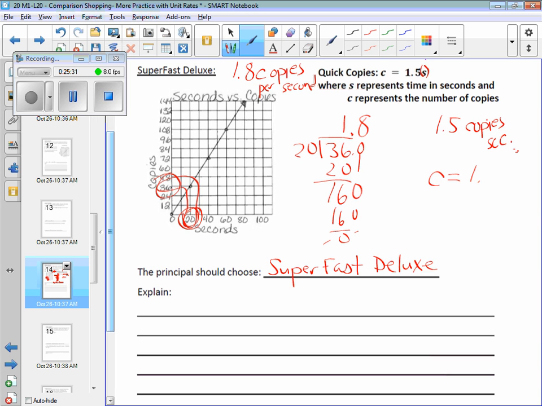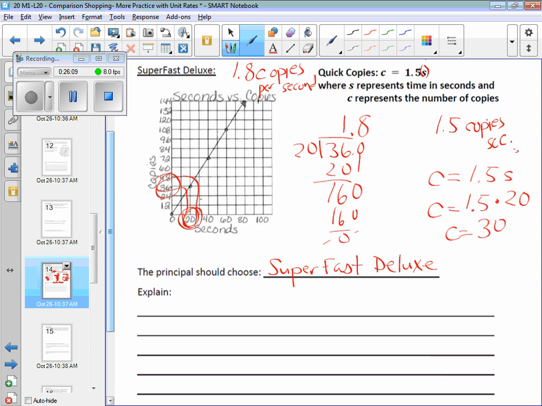Okay, so you copy the equation. Does everybody see what she did? She took that 20 seconds and she substituted it in for S. She used the equation. And if you do the math correctly, what do you get? This makes 30 copies in 20 seconds. This copier does 36 copies in 20 seconds. No matter what way you do it, Super Fast Deluxe is the better copier. It makes more copies per second.